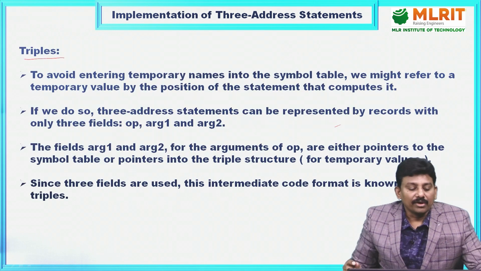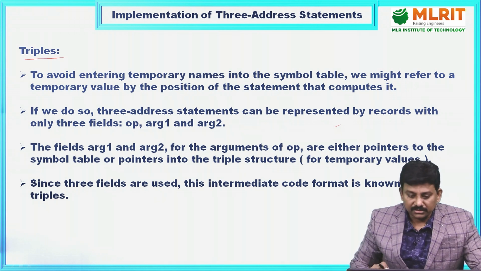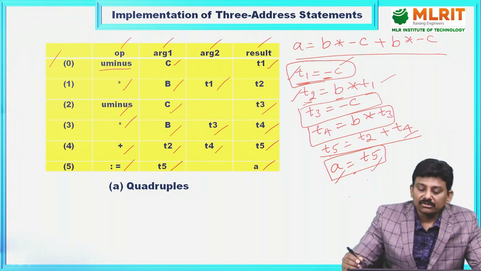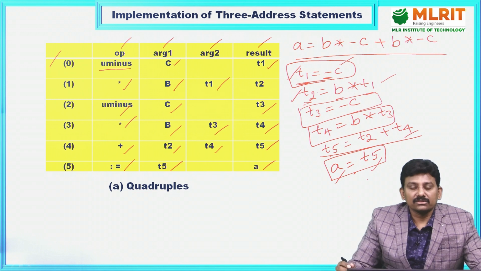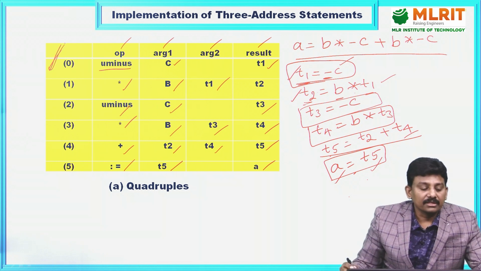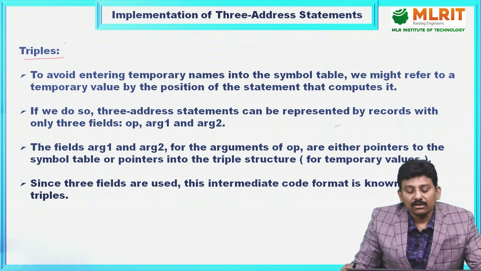Second method. To avoid entering temporary names into the symbol table, we might refer to a temporary value by the position of the statement that computes it. That means, here in quadruples, we have used temporary variable names T1, T2, T3, T4, T5. Instead of using these temporary variables, we can use locations where the temporary values are available. If we do so, 3 address statements can be represented by records with only 3 fields: operator field, argument 1 field, argument 2 field. There is no result field in triples.